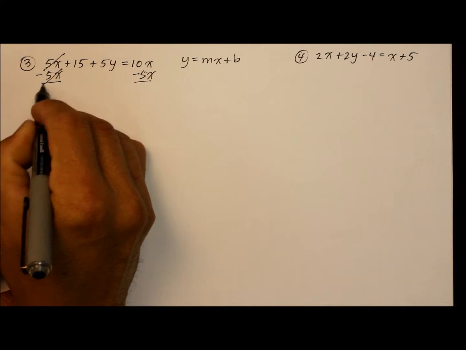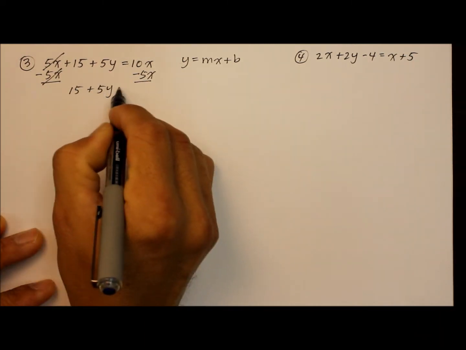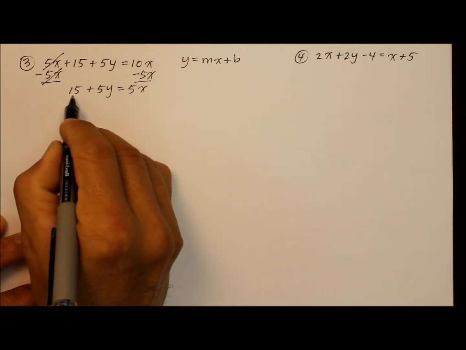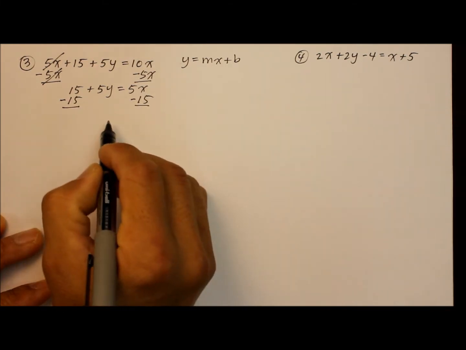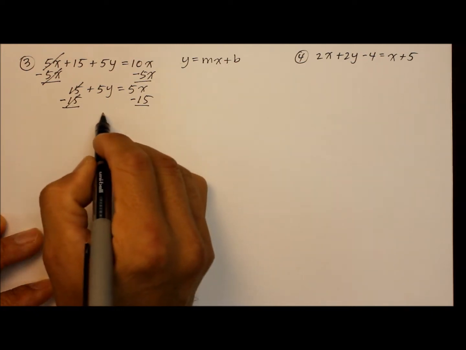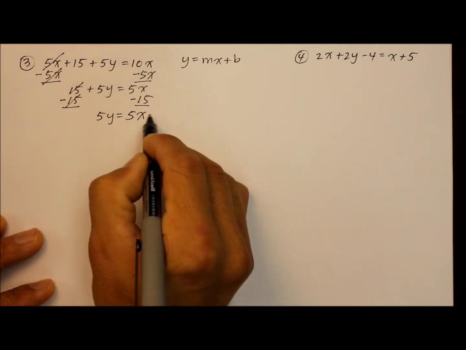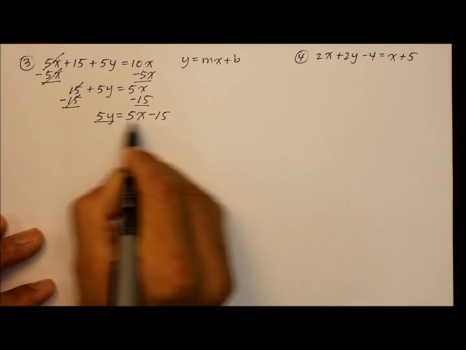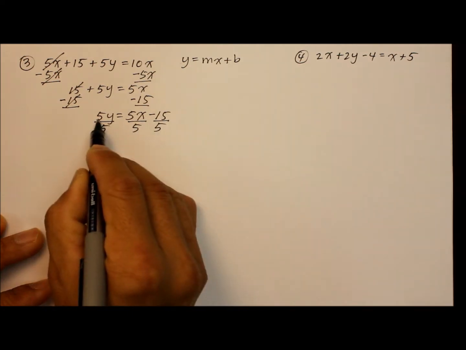So 5x, negative 5x cancels out. And 10x minus 5x is, of course, 5x. Now we move the 15 by doing the opposite, additive inverse. So 15 and 15 cancels out. 5y is equal to, the x term comes first, 5x minus 15. Now we solve for y by moving the coefficient 5 by dividing all the terms by that 5.